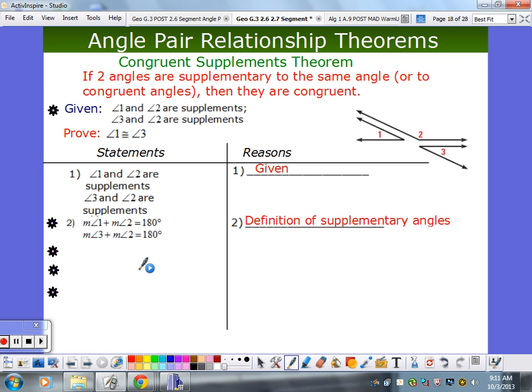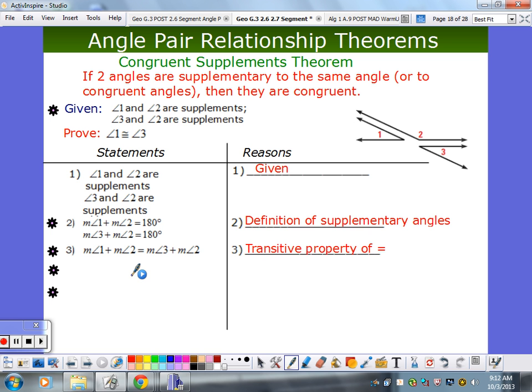Anybody see where we might be going next? Even though I'm not looking at the paper, what do you think's coming next? Why can we do that? They're both equal to 180. So what's our reason? Transitivity then. Transitive property of equality. This one equals that one equals that one. So these two must also be equal. They're equal to the same thing.